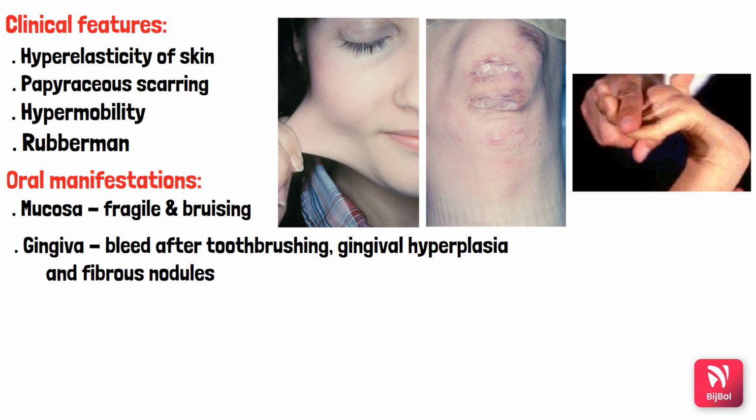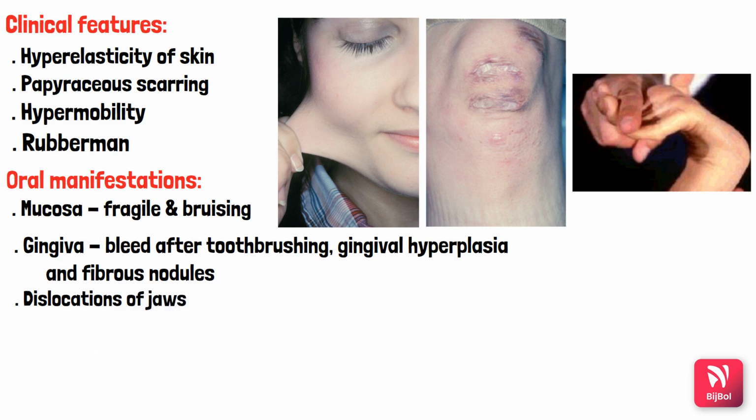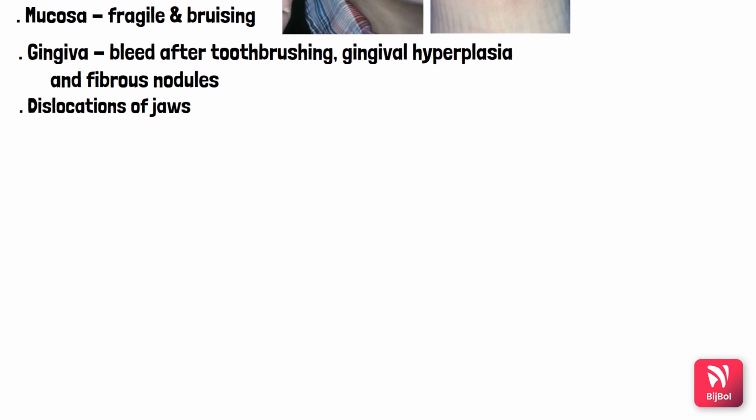And as hypermobility is there in other joints, even hypermobility can be seen in the TMJ, resulting in dislocation of the jaws. So this is about Ehlers-Danlos syndrome and its clinical features and oral manifestations. Now let's see about another disease, that is psoriasis.